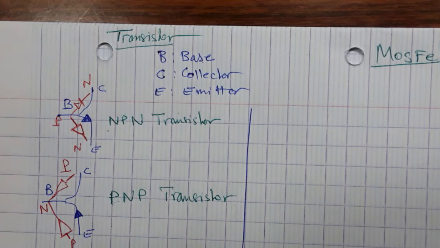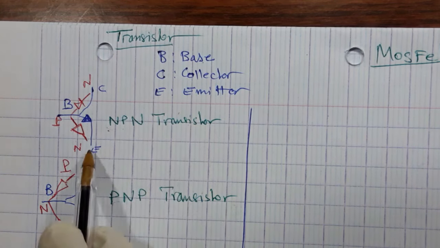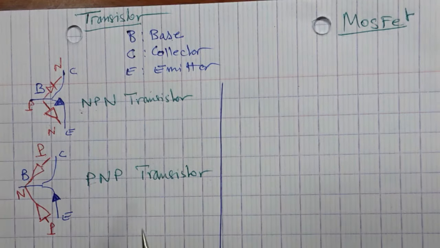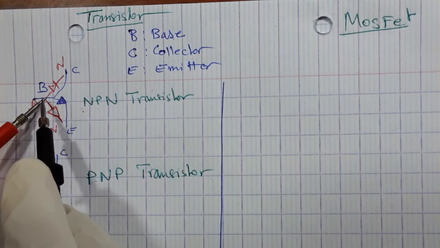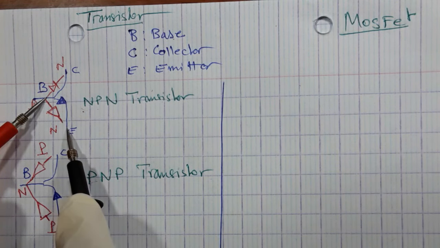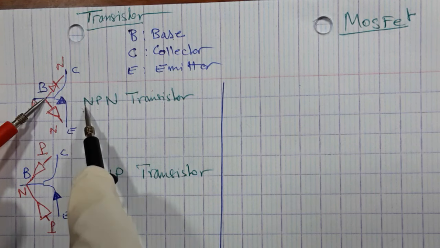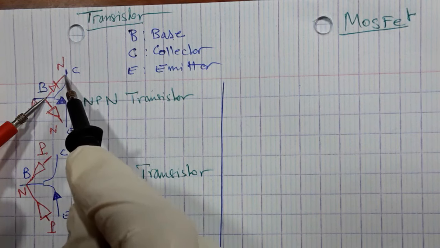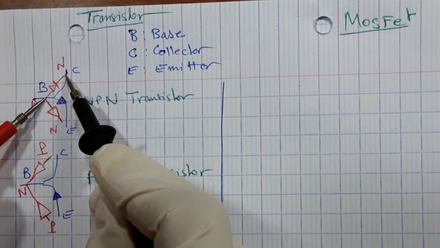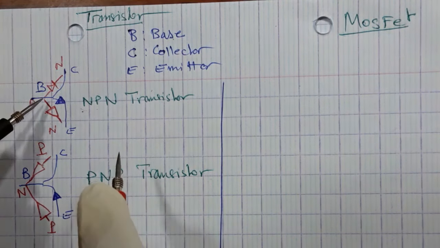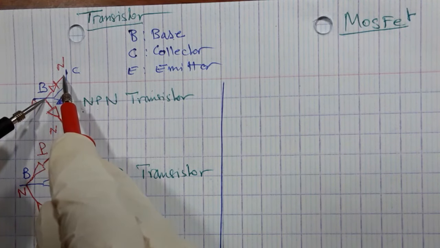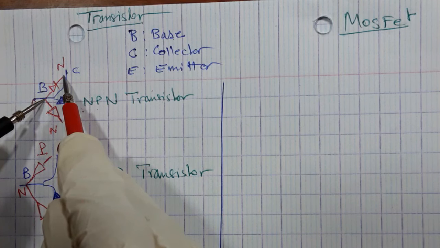So this is PNP. For the NPN transistor, if we use the multimeter and put the red probe in the base and the black probe in the emitter, we should get a reading of about 500, 300 or 700 ohms. And when we switch the black probe to the collector, because we have negative here, we should see another reading. But the opposite, if we put the black probe here and the red probe here or here, we should not get any reading in the multimeter, okay?